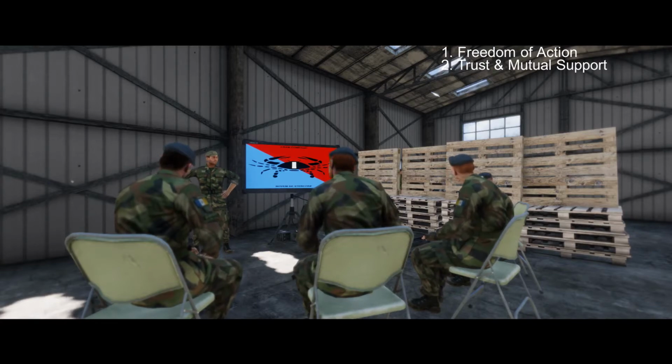Without trust, it's really hard to do mission command. Even if you don't know your squad leaders, if you place your trust in them, generally they won't let you down just because you've put your trust in them.